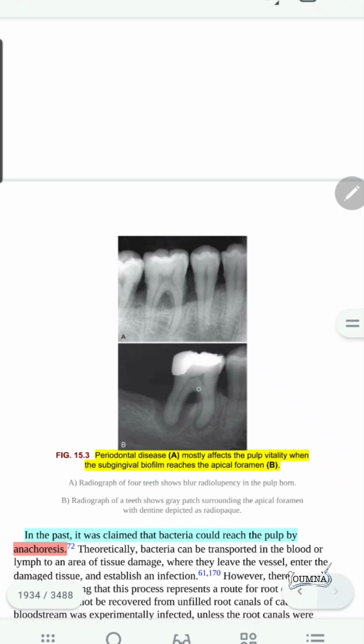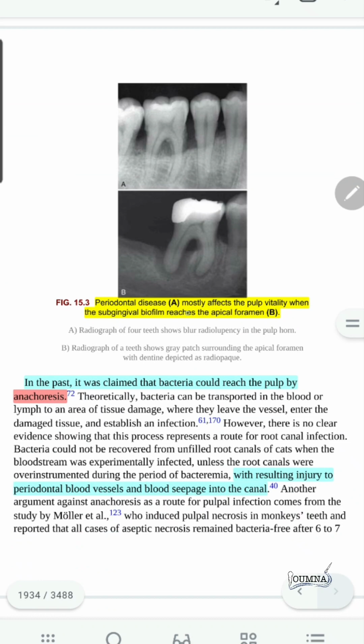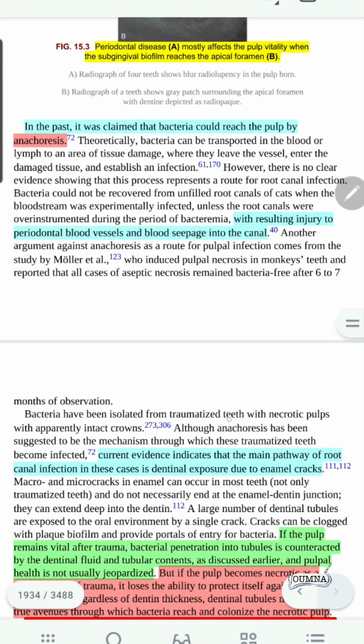Bacteria can reach the pulp from periodontal disease and can tolerate the vitality when reaching it from the apical part. We can see here the radiolucency around the root.